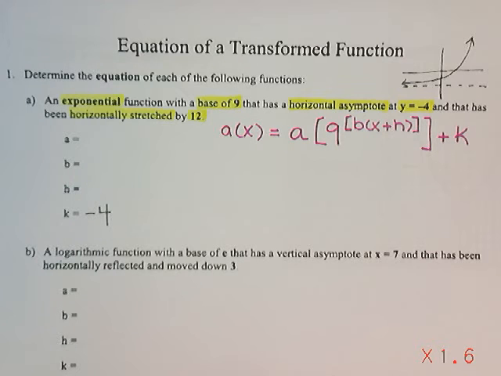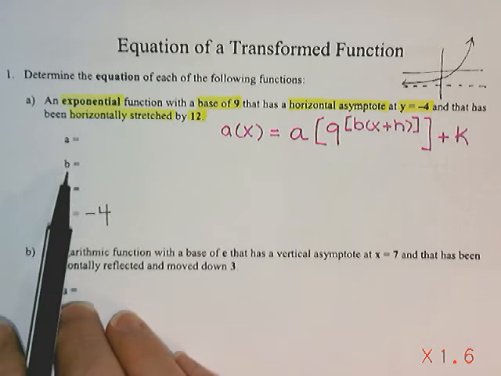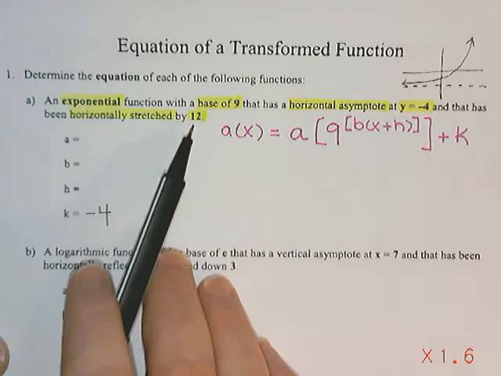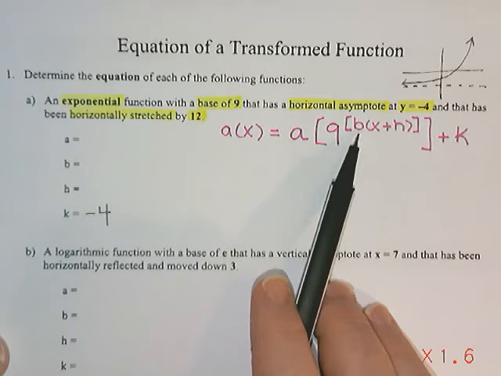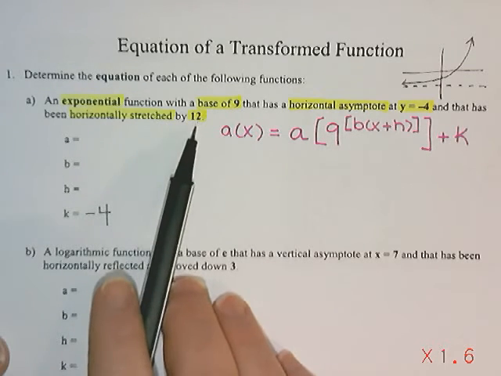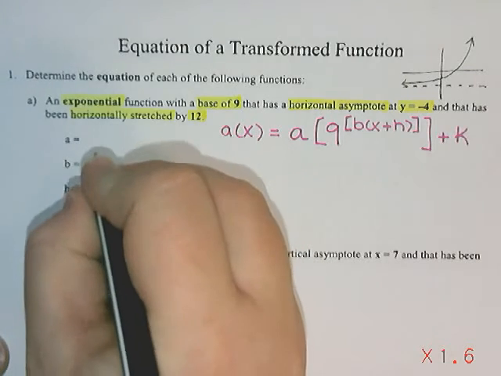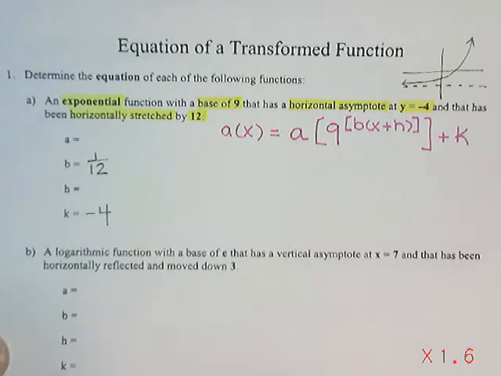Okay. The other piece of information is that it has been horizontally stretched by 12. So horizontal stretches, that would be B. Stretches, compressions, and reflections that are horizontal is what B does. And it's being stretched by 12. So inside the bracket, things aren't always what you would think they would be. So this isn't just going to be a 12. It will be a 1/12.